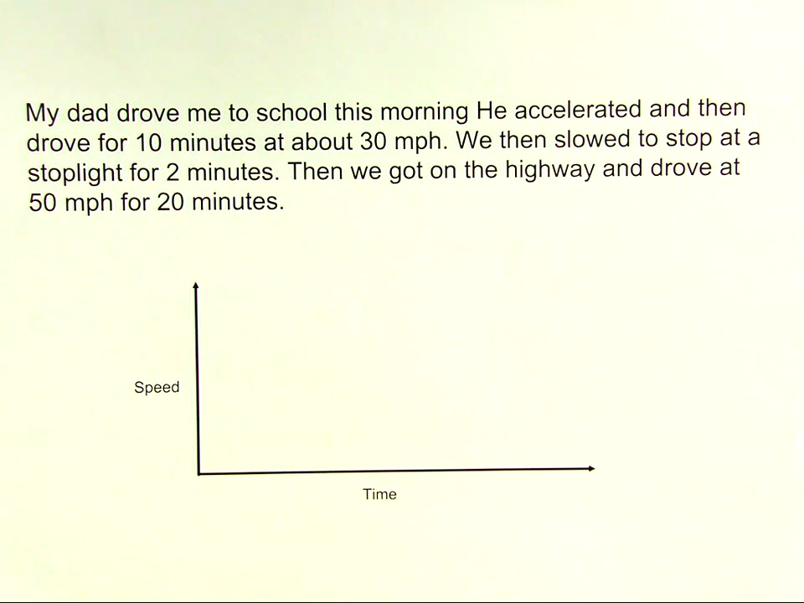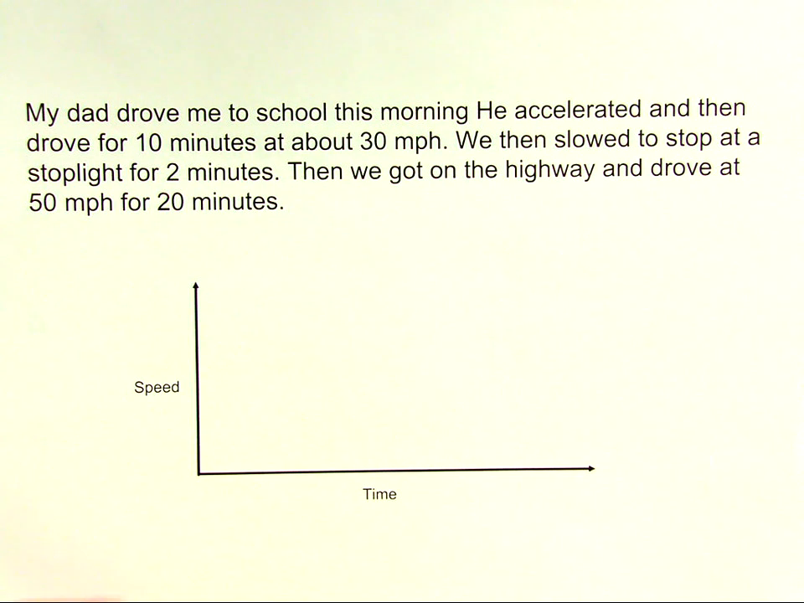All right, so my dad drove me to school this morning. He accelerated and then drove for 10 minutes at about 30 miles per hour. We then slowed to stop at a stoplight for 2 minutes. Then we got on the highway and drove at 50 miles per hour for 20 minutes.